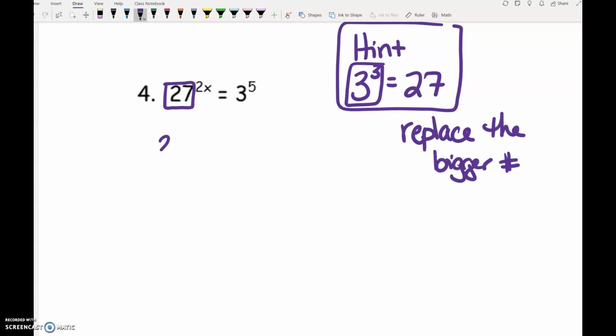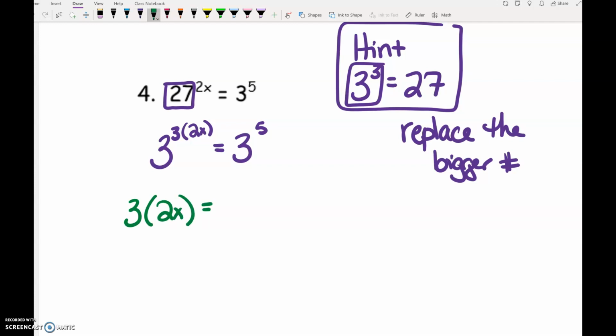So 27 is 3 to the third times that 2x that's already in the exponent. Equals 3 to the fifth. Then we can do 3 times 2x equals 5. 3 times 2x is simply 6x. This one's kind of an icky one, isn't it? X equals 5/6.